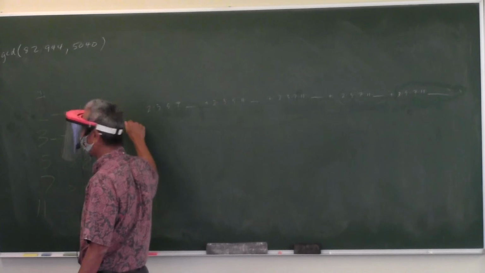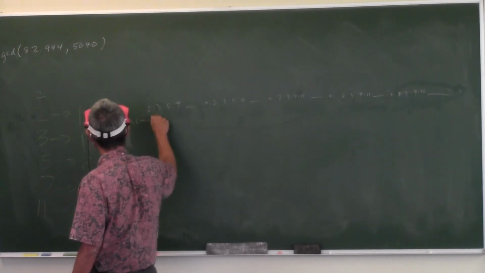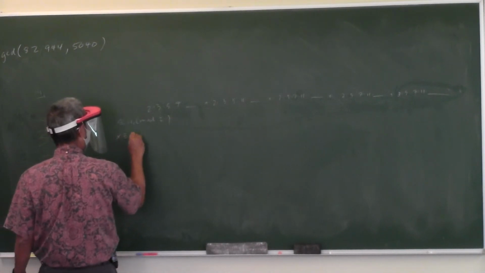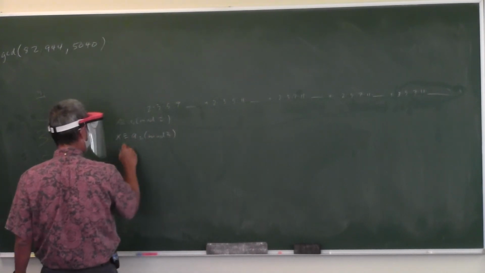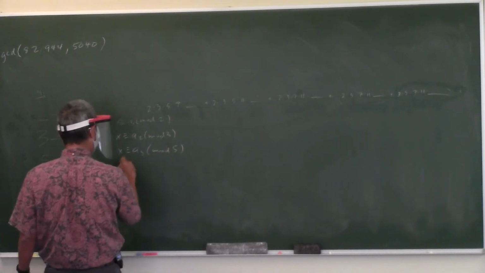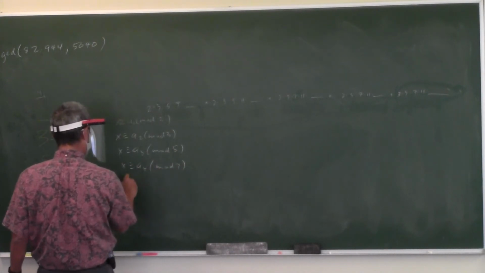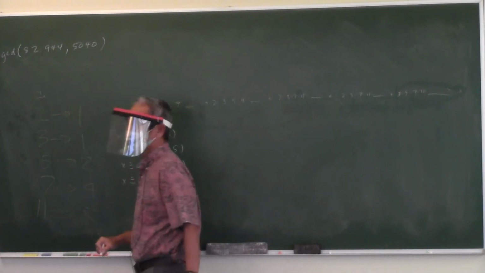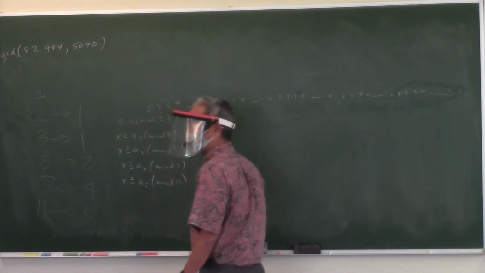X is congruent to A1 mod M1, so that would be 2. And X is congruent to A2 mod 3. X is congruent to A3 mod 5. X is congruent to A4 mod 7. And X is congruent to 5 mod 11.